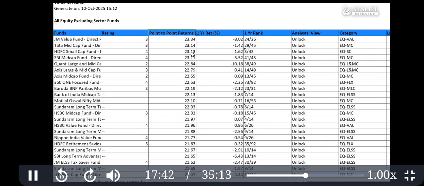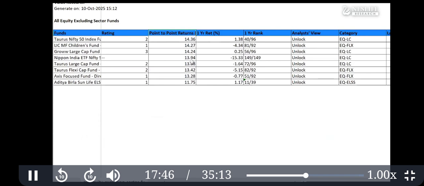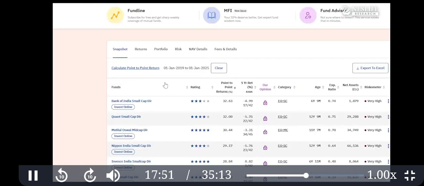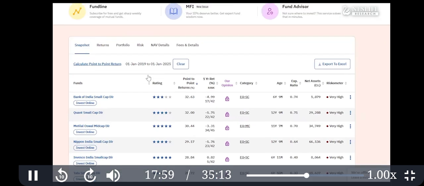And if you want, you can use Excel and remove the bottom half for the filtering process. But as of now, we'll discuss later on how to select. This is how point to point return is seen on Value Research. Calculate point to point. Okay.